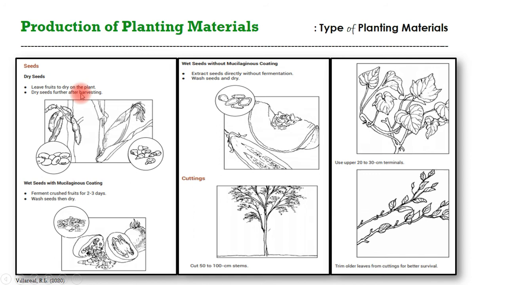We have two types of seeds. We have the dry seeds, and the wet seeds with mucilaginous coating, and seeds without mucilaginous coating.